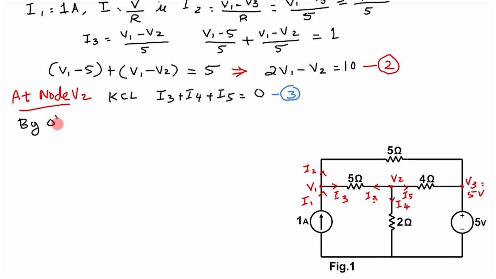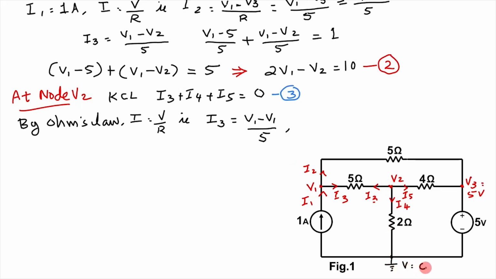Then by Ohm's law, I is equal to V by R. That is, I3 is equal to the difference between V2 and V1, V2 minus V1 divided by the resistance, which is 5 ohm. I4 is equal to V2 minus the reference node voltage, which is 0, divided by the resistance 2. That is V2 by 2.